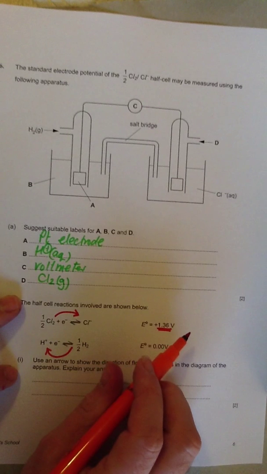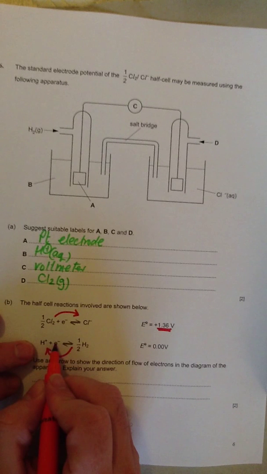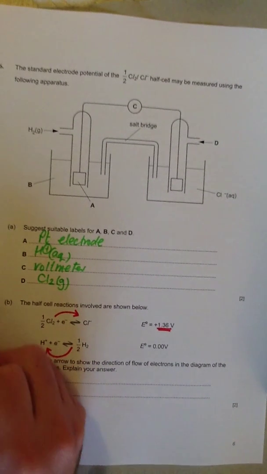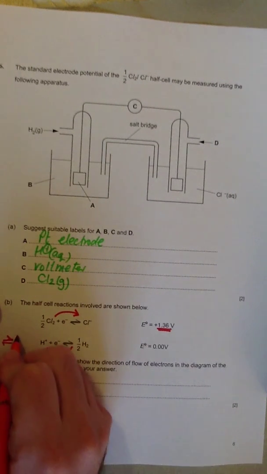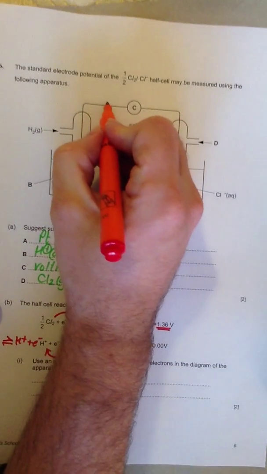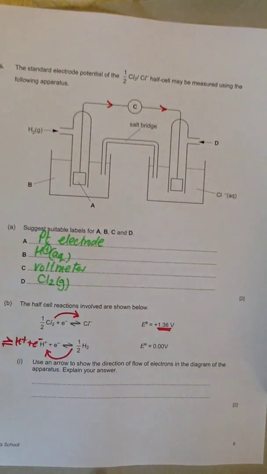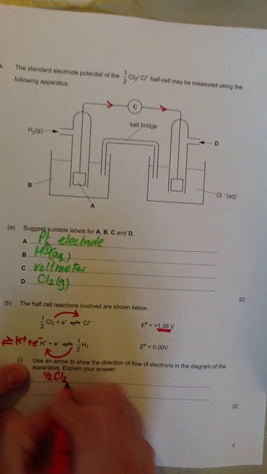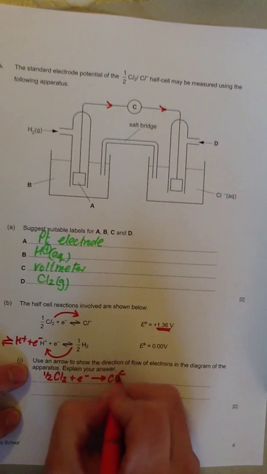So that means that the electrons go from H2, into e- plus H+, because this reaction should really be, if we rewrite it to make sense, half H2 goes to H+ plus e-. So this part of the half cell loses electrons. So that means they go from the hydrogen side to the chloride side. And the reason for that is because the reaction that happens overall is half Cl2 plus e- goes to Cl-.